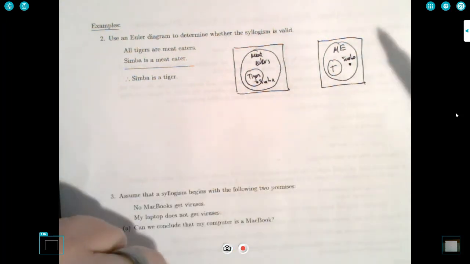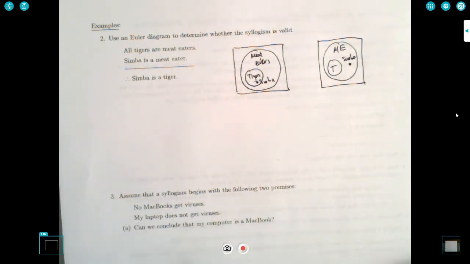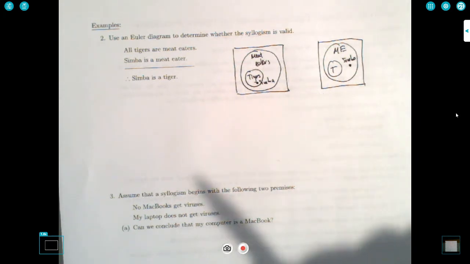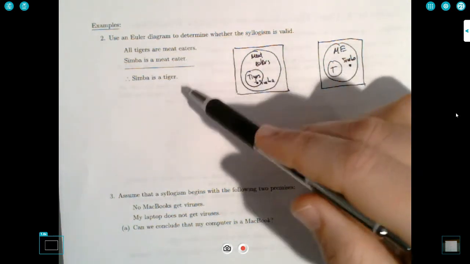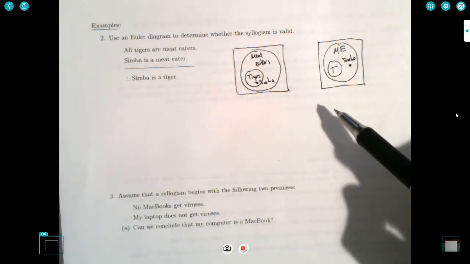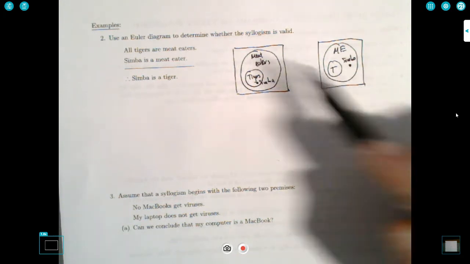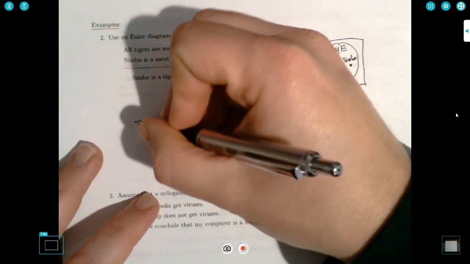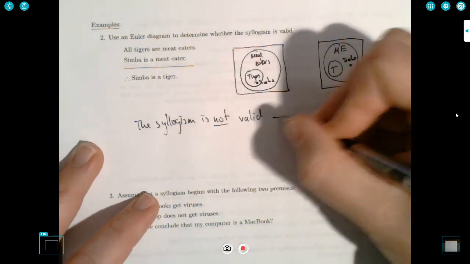So just like when we looked at the truth tables to verify arguments in the previous section, what we said was that if there's even one example where all of the premises are true but the conclusion is false, then the statement is not valid. It's the same way when you're drawing Euler diagrams. If there's only one way that you can draw the Euler diagram to make the conclusion not true, that means that the syllogism is not valid. If we draw it this way, it seems like it could be true, but if we draw it this way, it's very clear that the conclusion does not necessarily have to follow from the premises, and so this is not a valid syllogism.